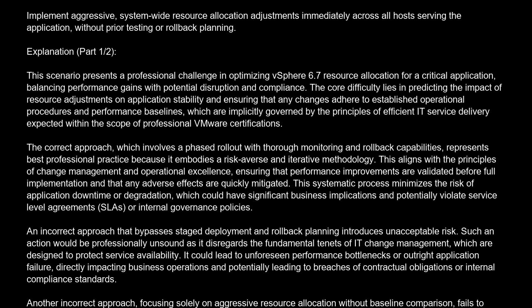An incorrect approach that bypasses staged deployment and rollback planning introduces unacceptable risk. Such an action would be professionally unsound, as it disregards the fundamental tenets of IT change management, which are designed to protect service availability. It could lead to unforeseen performance bottlenecks or outright application failure, directly impacting business operations and potentially leading to breaches of contractual obligations or internal compliance standards.